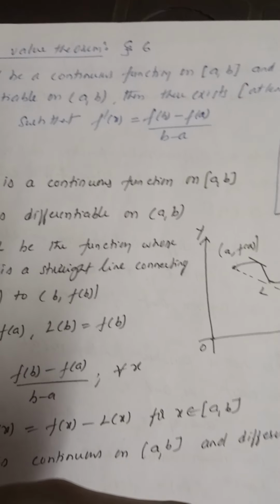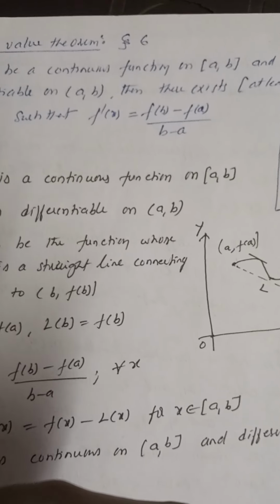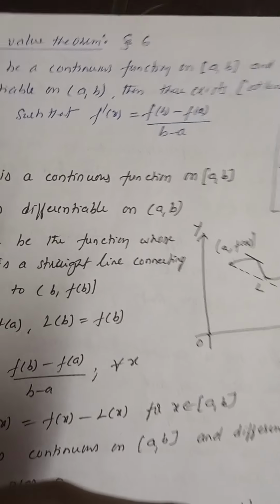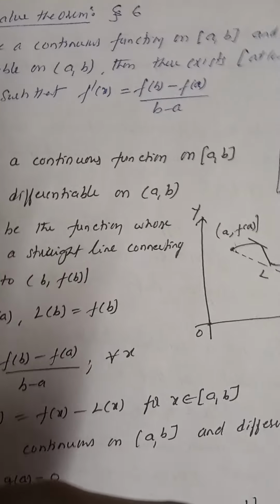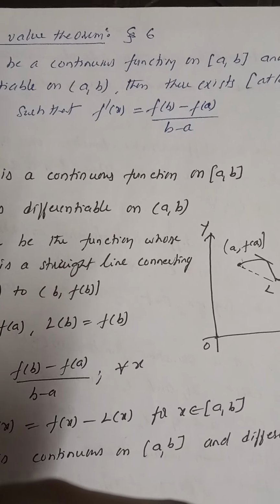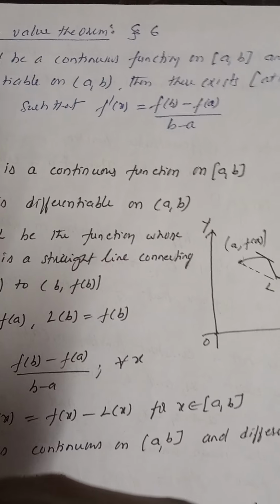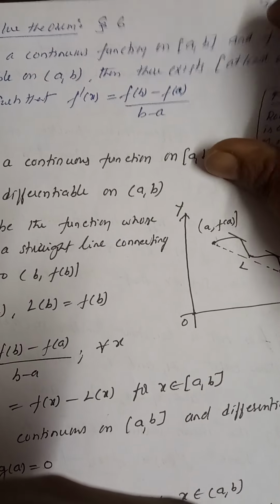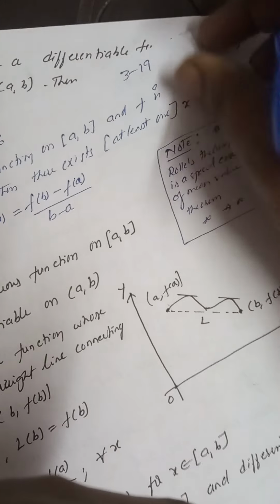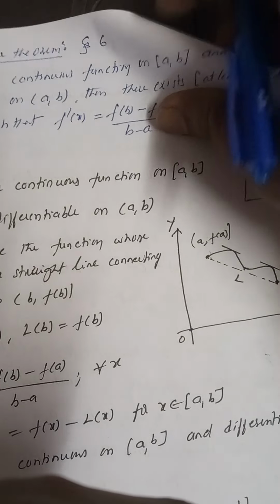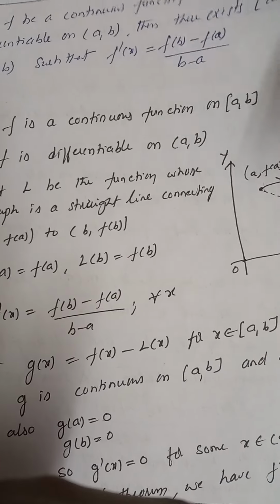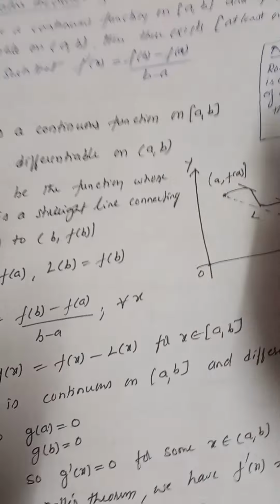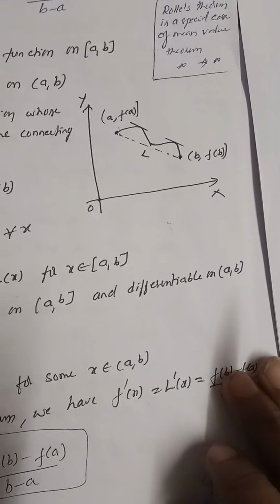f is continuous on the closed interval [a, b] and is differentiable on the open interval (a, b). Then there exists at least one value, say x, between a and b, such that f dash of x is equal to (f of b minus f of a) by (b minus a). That is the statement, right? Now see here, what is the given data in our statement? f is a continuous function on the closed interval [a, b], and f is also differentiable on the open interval (a, b). Now we construct a graph.